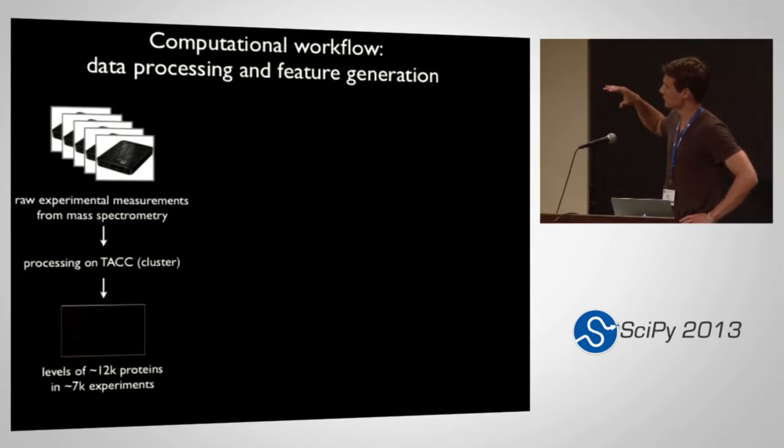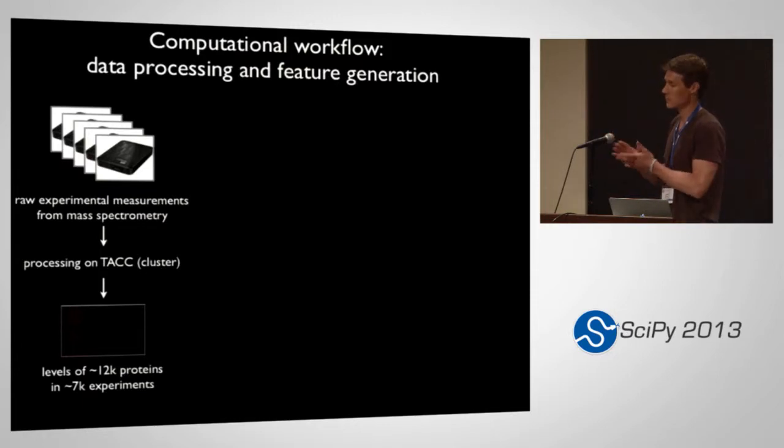this is just to represent that I'm going from this raw mass spec data down at the bottom here to quantified proteins in every sample. So we've got 7,000 experiments that have been done, and we've got the quantity of every protein in every one of those experiments.